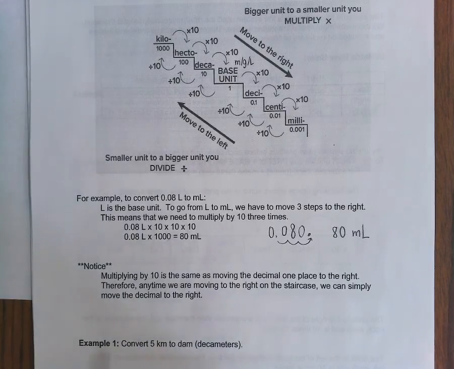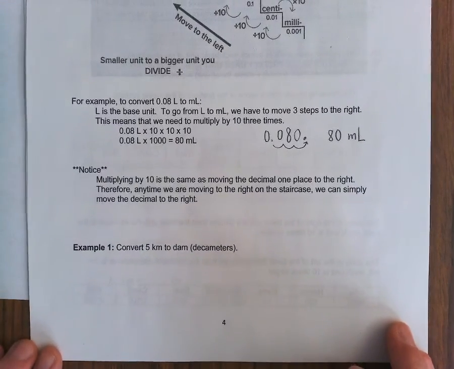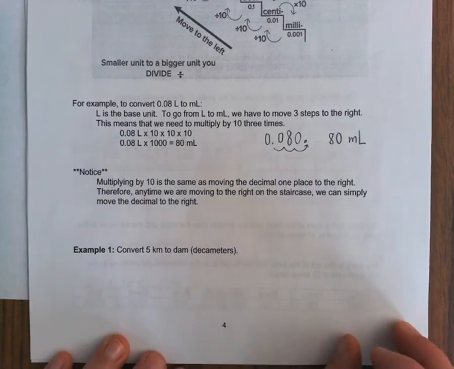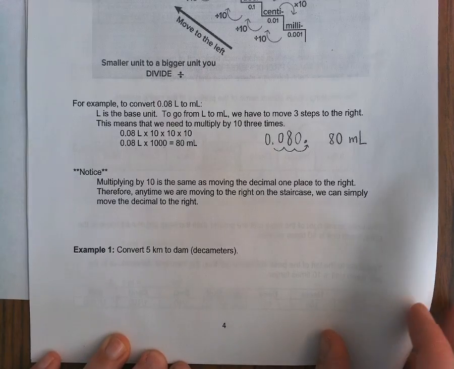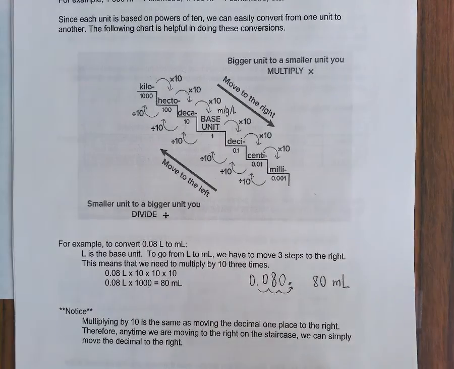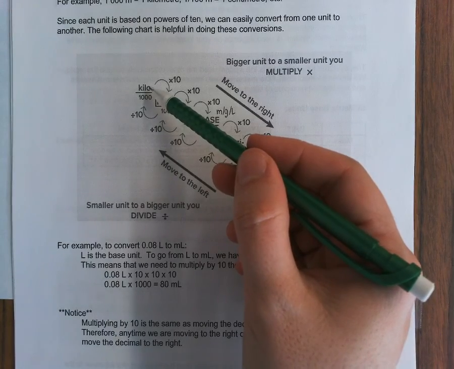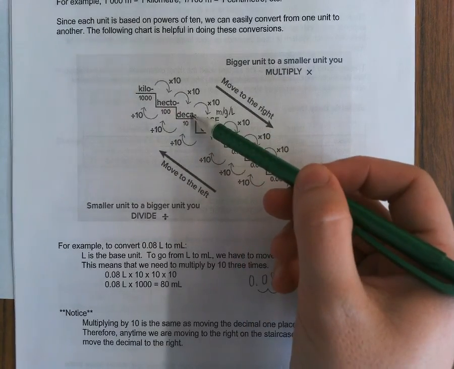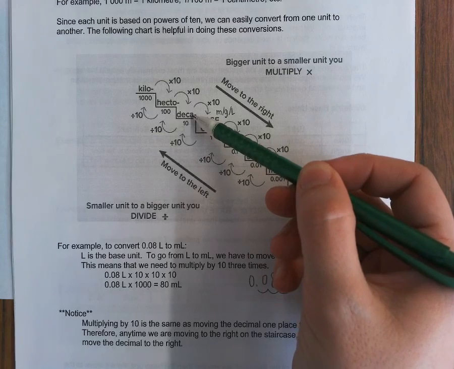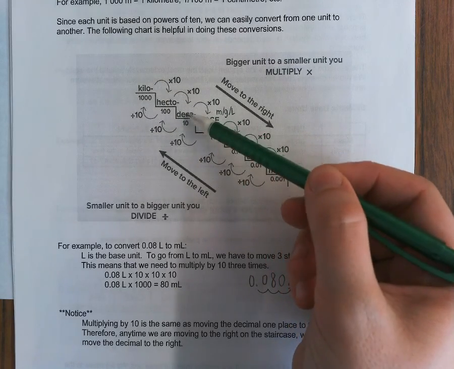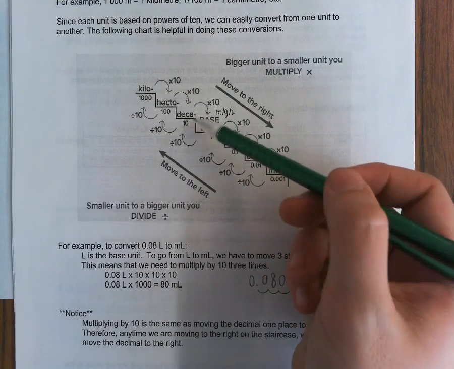So here in example 1, it says convert 5 kilometers to decameters. So if we go in our table, we're going from kilometers, which is at the top, down to decameters. So we're going 2 steps down. So we're multiplying by 10 twice.